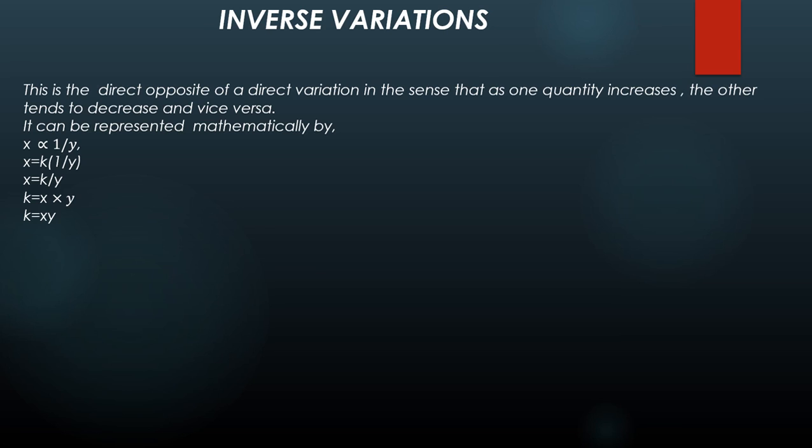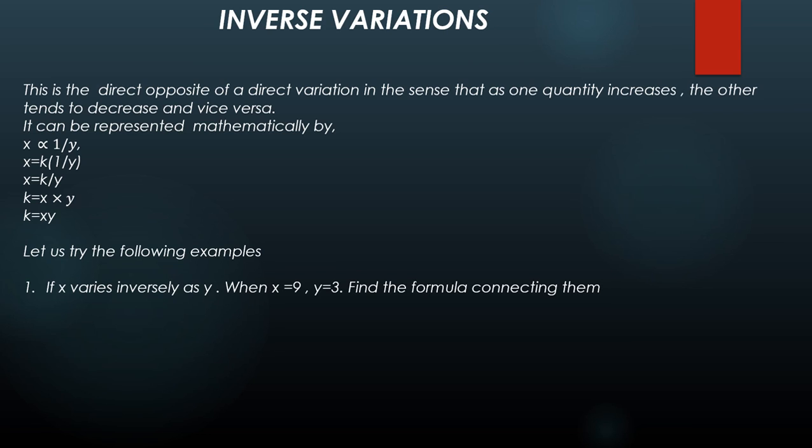So let's just try out some examples. If you are to find your k formula, your constant of proportionality, to be so straightforward, you would have it as k equals x times y, and then k equals xy. So let's see some examples under inverse variations. The first example we have here is: if x varies inversely as y, when x equals 9, y equals 3, find the formula connecting them.